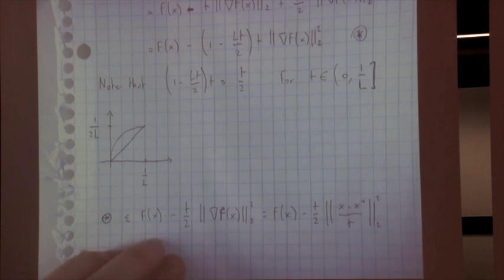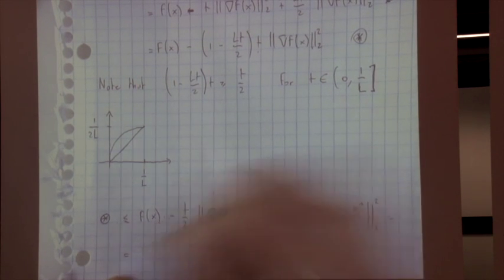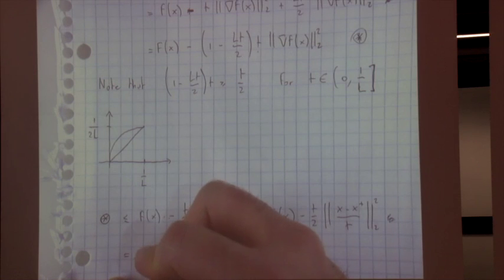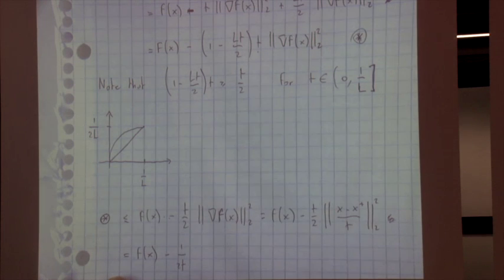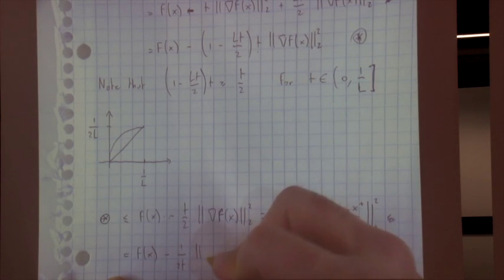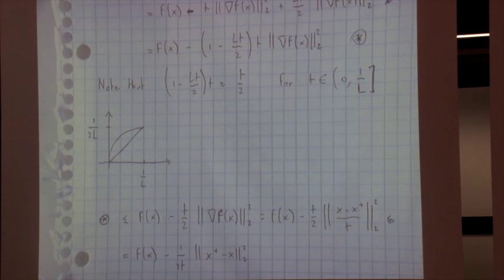Okay. This is equal to f of x minus 1 over 2t times the norm of x plus minus x squared. Okay.